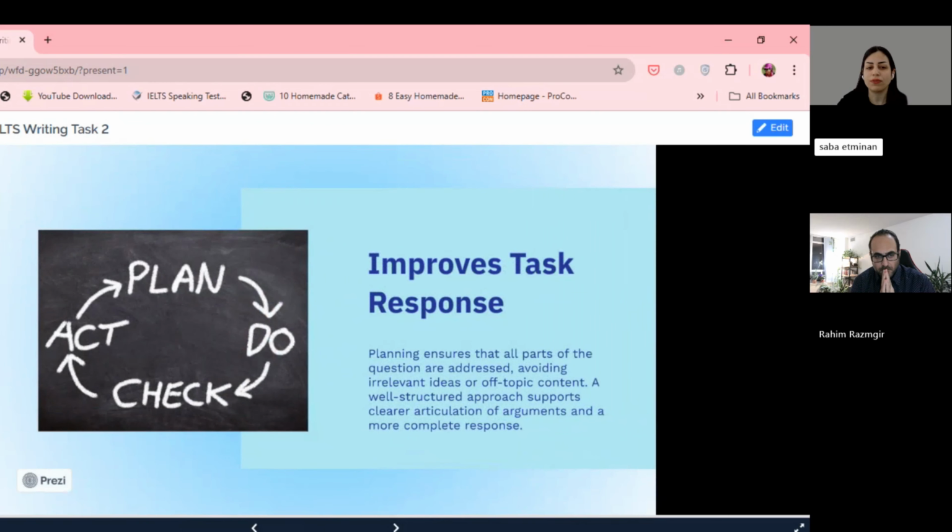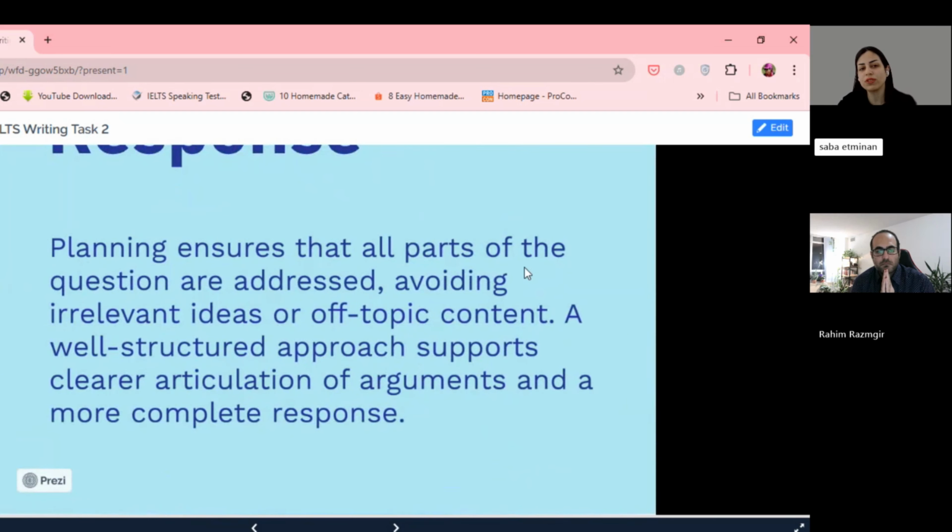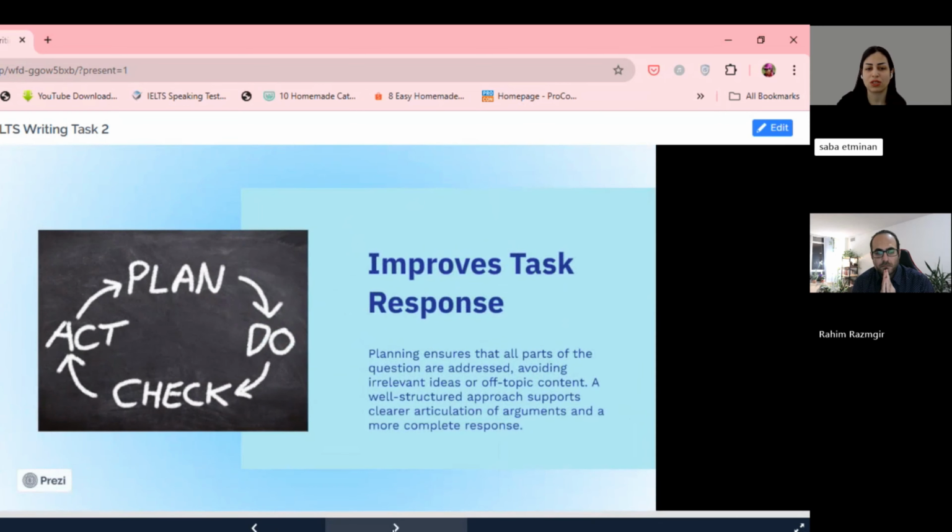The first thing that we can see here is that it improves task response, as we talked about task response in previous videos. Planning ensures that all parts of the question are addressed, avoiding irrelevant ideas or off-topic content. A well-structured approach supports clearer articulation of arguments and a more complete response. So of course, it's one of the best things that we can do to get a great score.